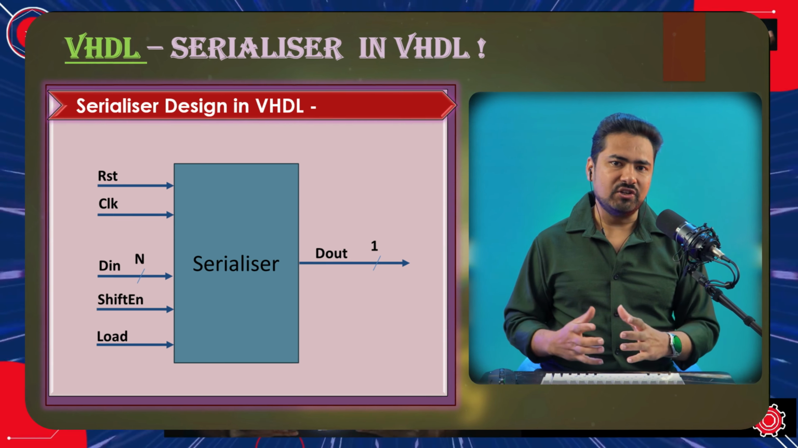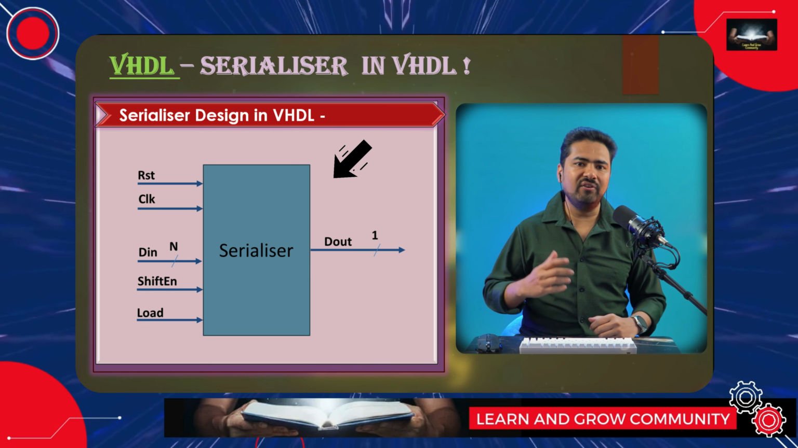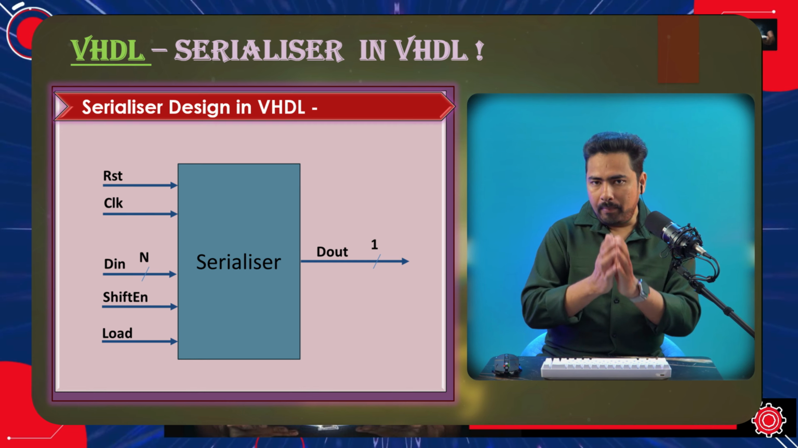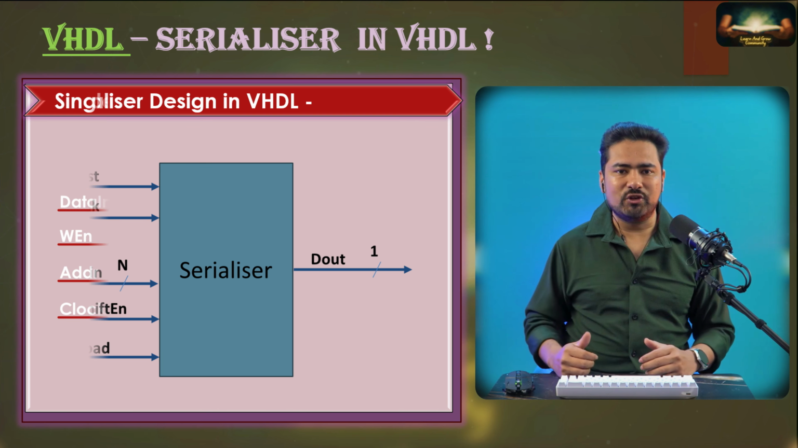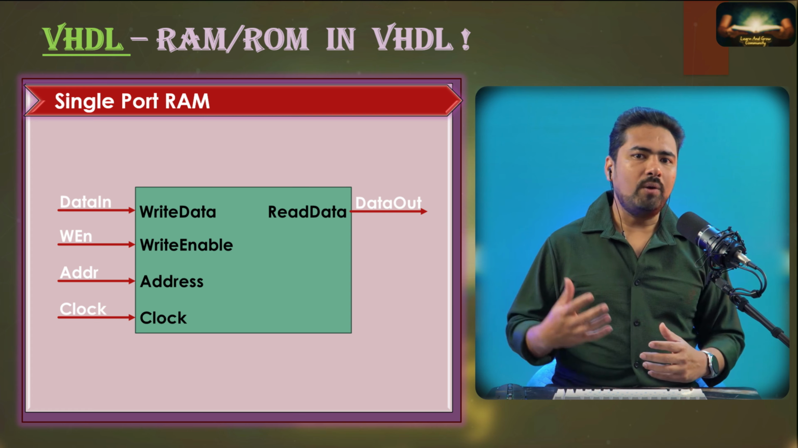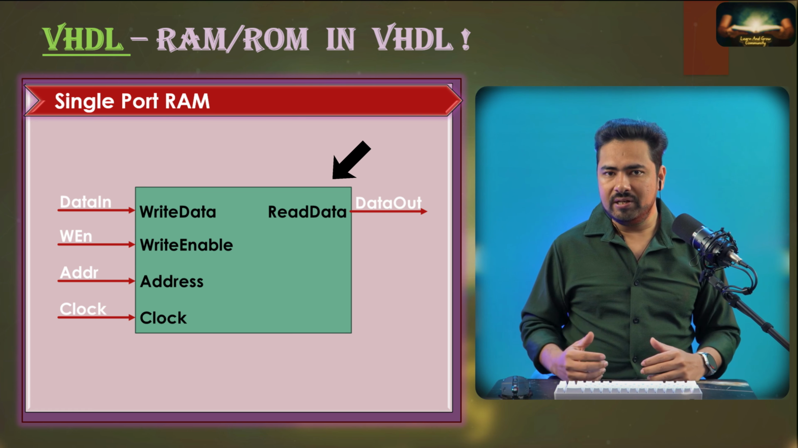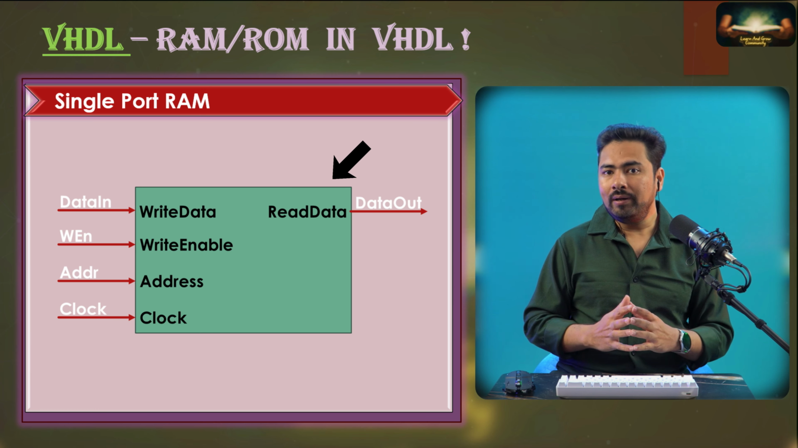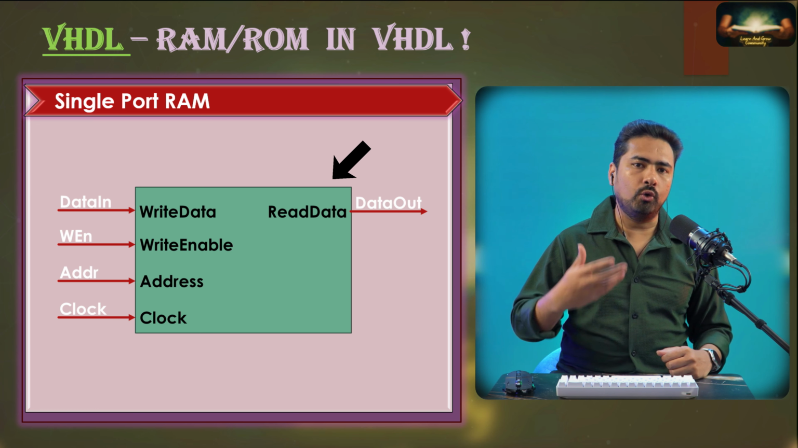Hi, in the last session, we designed a serializer in VHDL, which was configurable and capable of converting parallel data into a serial data stream. Now, let's talk about memory modules in VHDL. For example, random access memory or RAM, or read only memory or ROM.